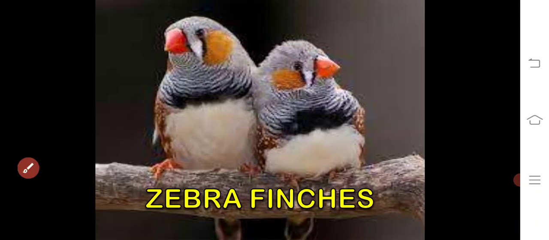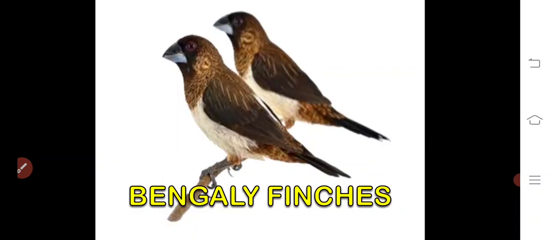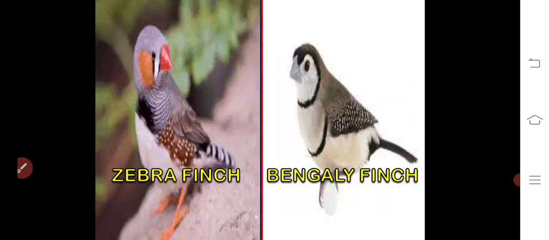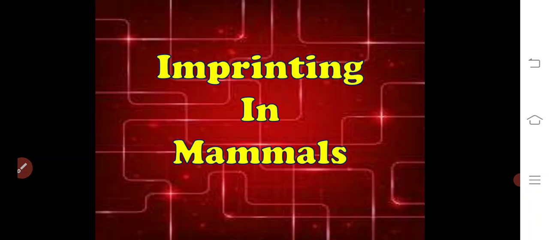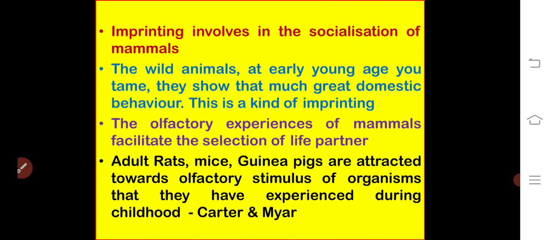And here we are observing the zebra finches, and these are the Bengali finches. And later on, see here the zebra finch versus Bengali finch. And finally, imprinting in the mammals. How the imprinting takes place and what are the consequences of the imprinting in the case of mammals.